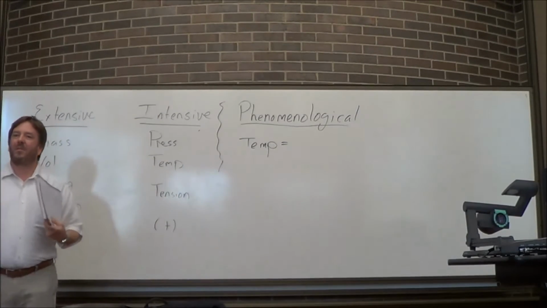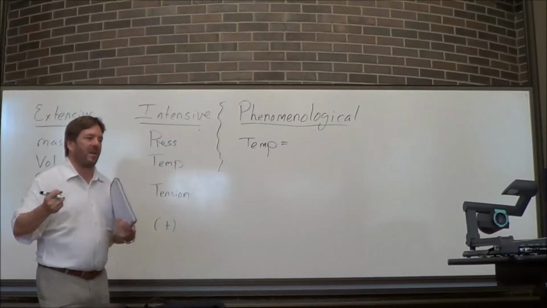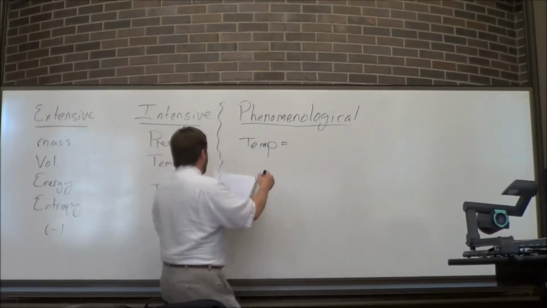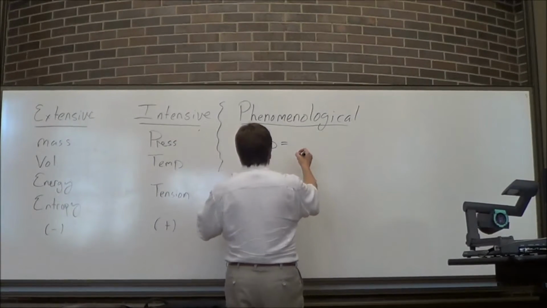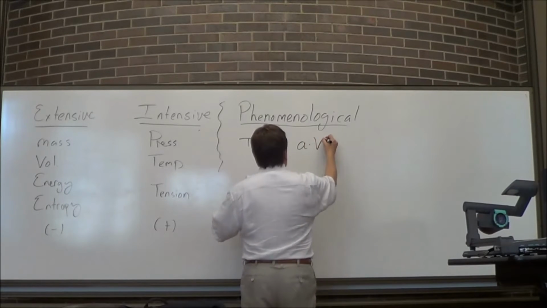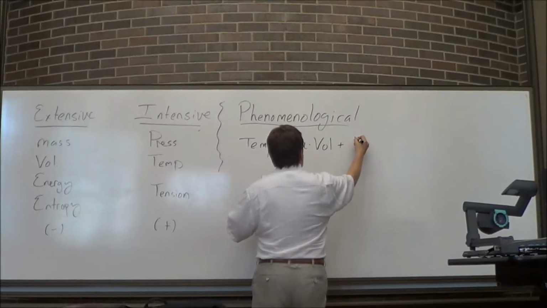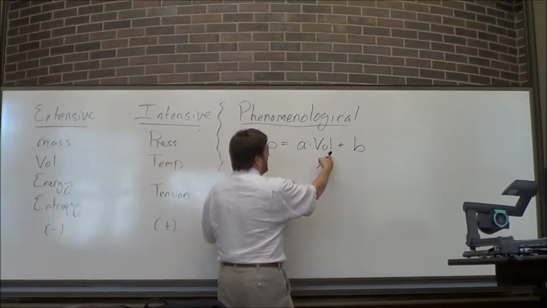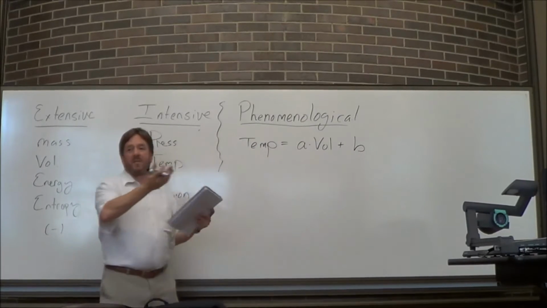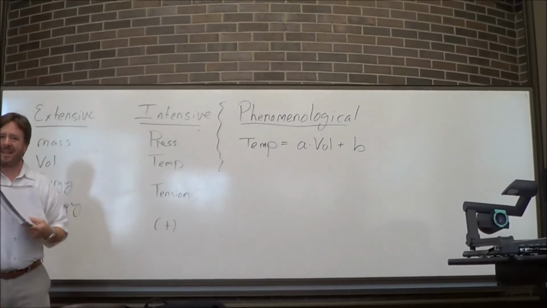Okay, so temperature back in 1600. Now they have a pretty good idea what temperature was, but now they're starting to try to measure everything. So they decided to use a linear scale of volume. All right, so let's make a line: A times volume plus B is temperature, volume of the gas. Now that's easy. That makes sense.